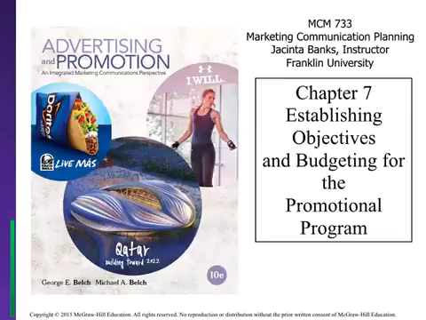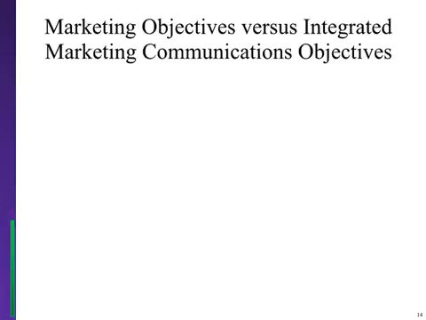Now, the last chapter that we're reading is the chapter on establishing objectives and budgeting for the promotional program. It's so important to set clear objectives. We know that they're important in terms of being able to articulate what we're trying to achieve, not only internally, but we need to articulate that to our agency partners and whoever else is involved in the marketing communication planning process. And ultimately, we need to be able to measure to see if we actually achieved what we set out to achieve. So that's another reason why we need clear objectives.